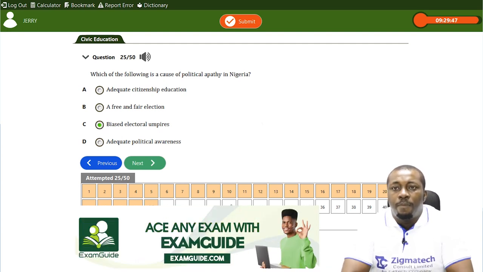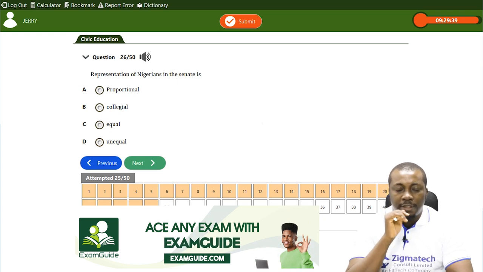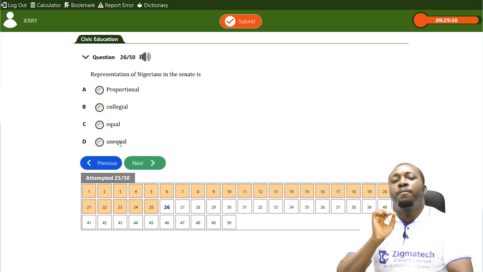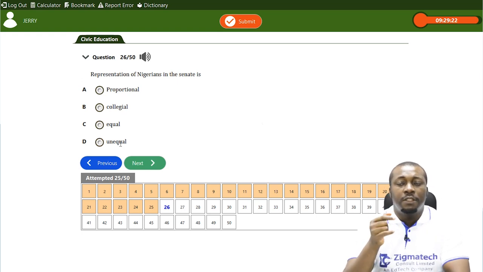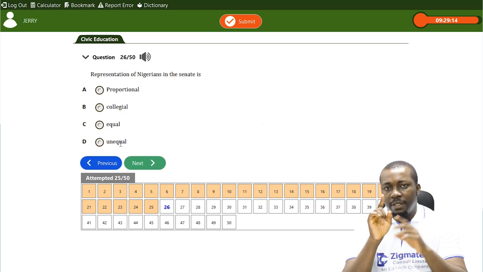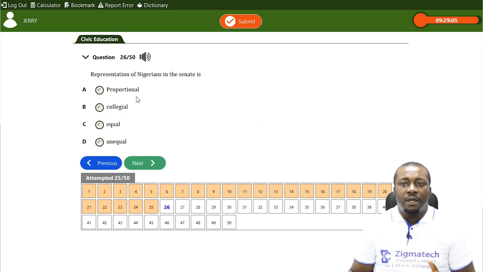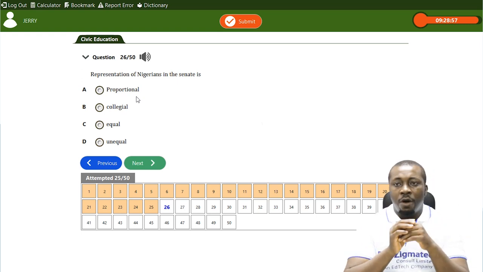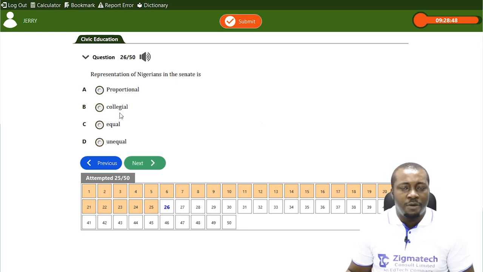This question says, representation of Nigerians in the Senate is, is it proportional? Is it collegial? Is it equal? Is it unequal? Now, if you remember, in the Nigerian Senate, we have 109 members. These members, we have three persons from each of the 36 states and one person from the FCT. Now, proportional is more when you're looking at the House of Representatives, where the representation is basically on population. So that of the Senate is not proportional. It's not collegial. It's not about committee.